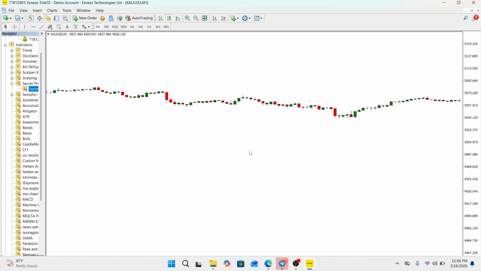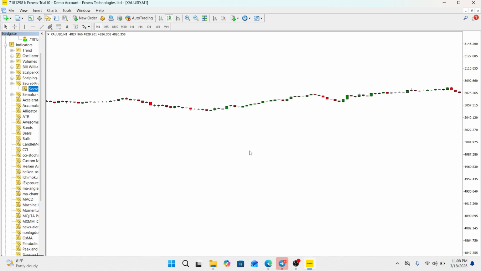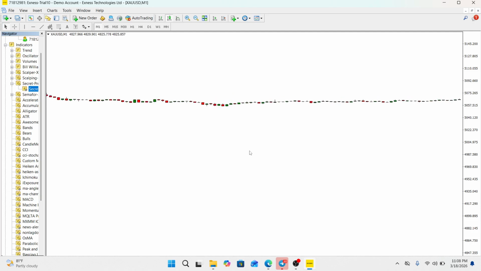On the chart, VWAP appears as a dynamic line that tracks the volume-weighted average price for the current session, often acting as an intraday fair value reference that price gravitates around when there is no strong directional bias.